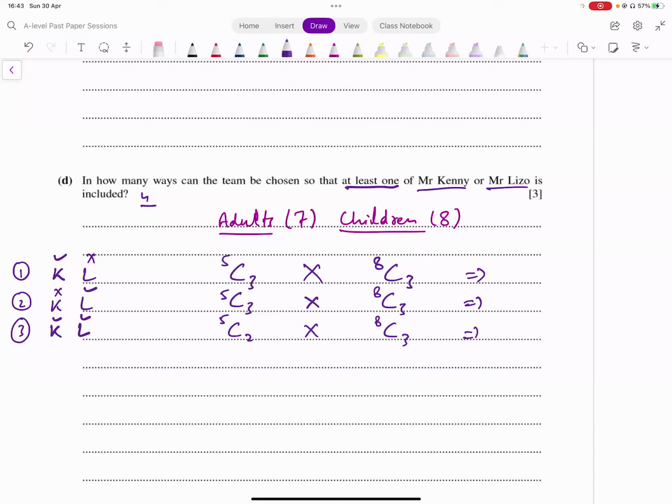Let's do this. 5C3 into 8C3, so what does that give us? That gives us 560. Second भी वही है, 560. And then the last one is 5C2 into 8C3 and that is 560 as well. तीनों 560 आ रहे हैं. इन तीनों को ऐड कर लें and see what that gives you. That is 1680 and that's your final answer.